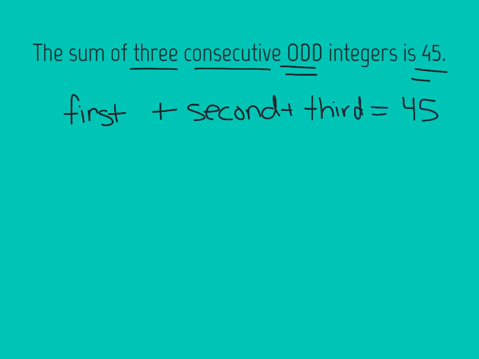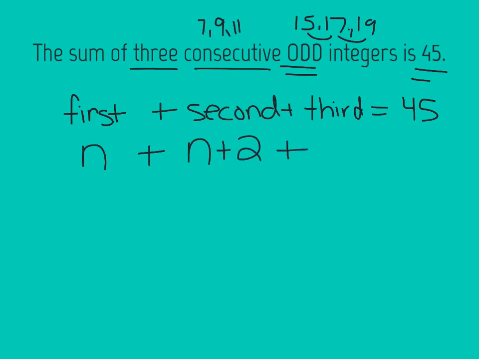But this time we're going to say, okay, our first number, we're going to call that n, plus, now our second number, if we're doing consecutive odd numbers, we have to jump ahead. Because consecutive numbers that are odd would be like 7, 9, 11, or 15, 17, 19. They've got to go in order, but you're skipping ahead 2 every time. So if our first number is n, our second number is n plus 2, and then our third number is n plus 4.